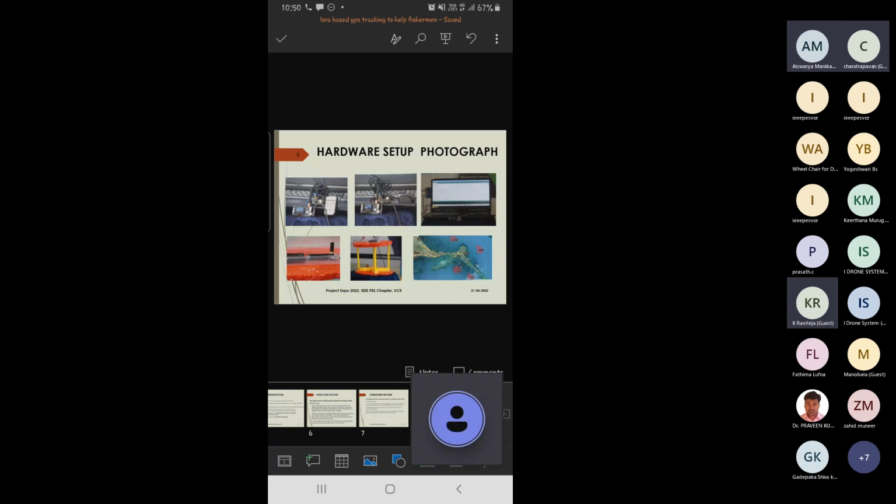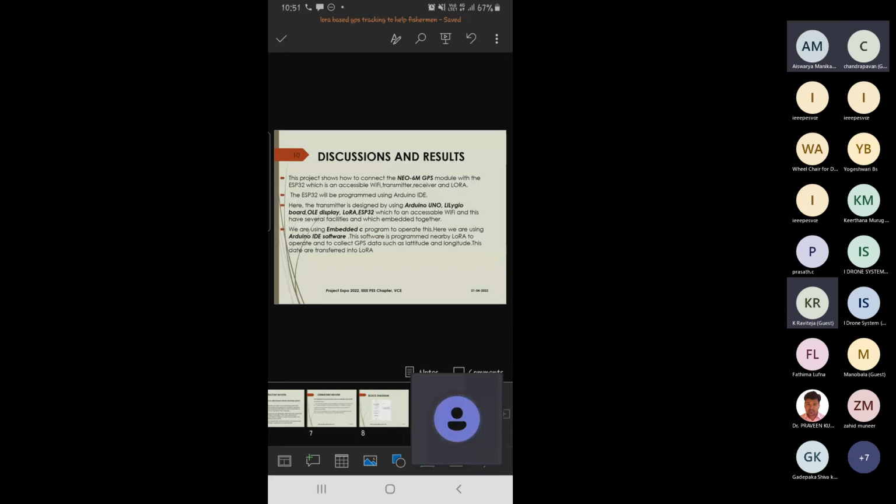Next, these are the hardware setup photographs. Here I am showing the transmitter and receiver, and the third figure shows the program we are using, embedded C, and the fourth and fifth diagrams show a receiver. It is called a buoy, which means a floating material. So we are connecting this setup near ports. The final figure shows the location of the LoRa border, and we are coming to the discussion and results.